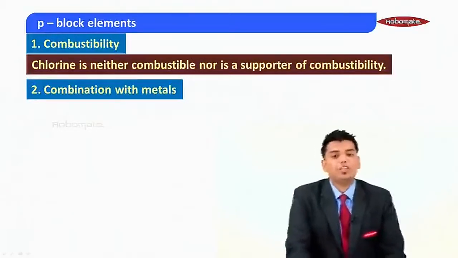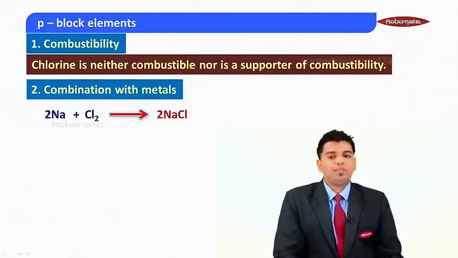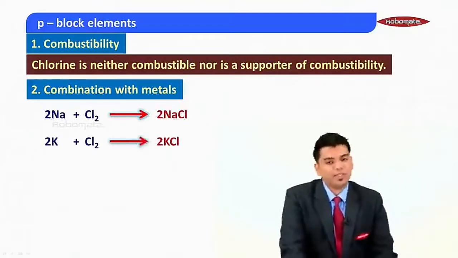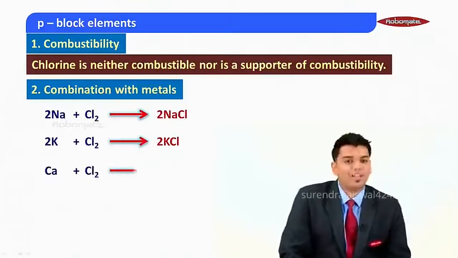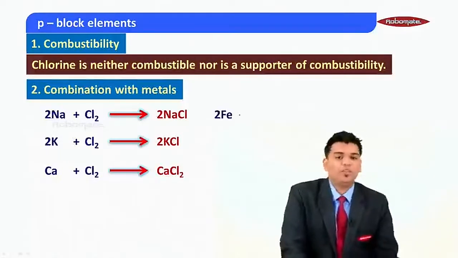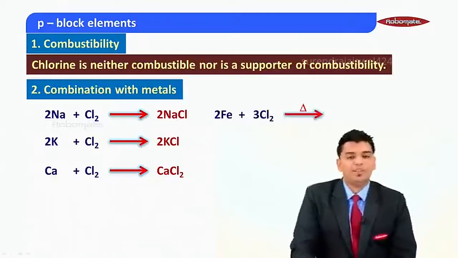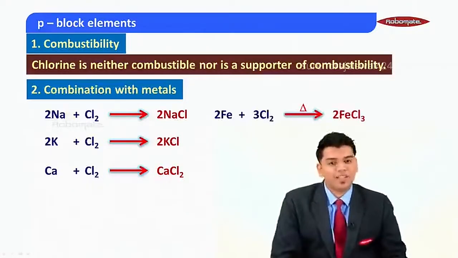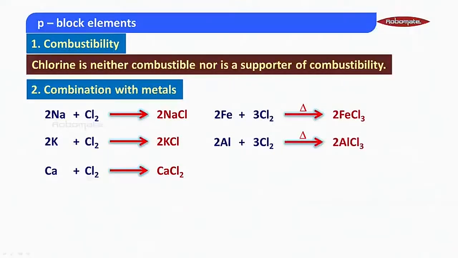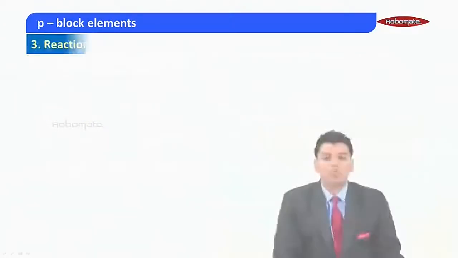Second, combination with metals. Now Na plus Cl2 gives 2NaCl, K plus Cl2 gives 2KCl, whereas Ca plus Cl2 results in the formation of CaCl2. Now when we heat iron with Cl2, it gives ferric chloride, that is FeCl3. Now Al plus Cl2 gives AlCl3, that is aluminium chloride, whereas copper plus Cl2 results in the formation of CuCl2, that is cupric chloride.